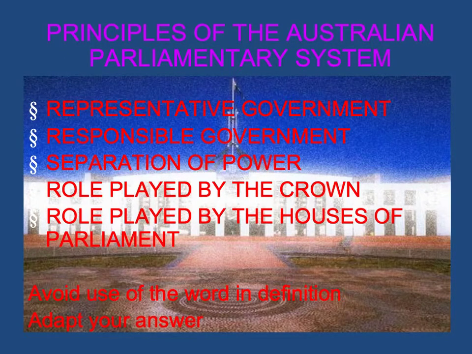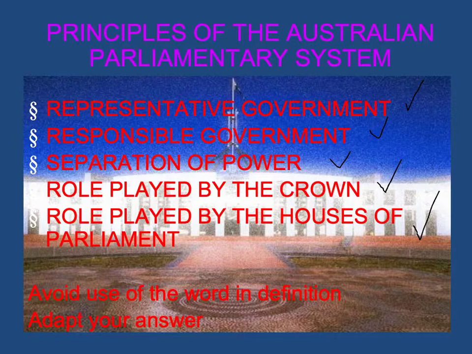Principles of the Australian parliamentary system are taken from the British parliamentary system known as the Westminster system. These principles are the foundations, or the rules and practices, that the Australian parliamentary system follows. In this video we'll look at 5 of them: representative government, responsible government, the separation of power, the role of the Crown, and the role of the Houses of Parliament.